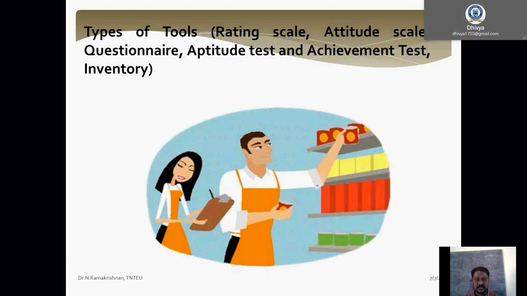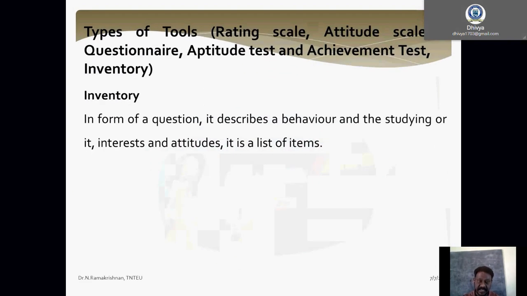Now let us see inventory. What do you mean by inventory? Inventory is a form of question. It describes behavior, interests and attitudes. It is a list of items that will find out the innate traits of a person, the attitudes of a person, the interests of a person.